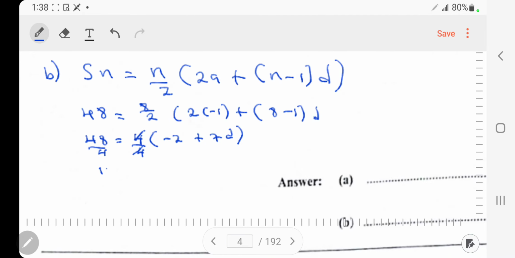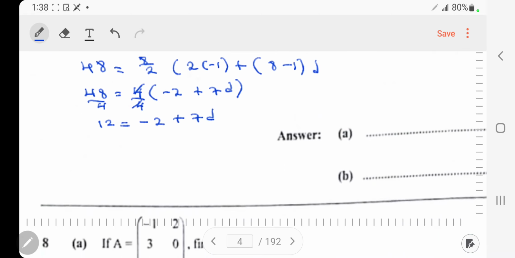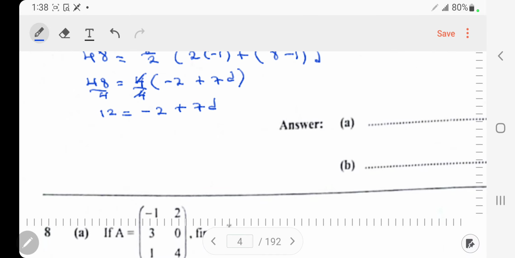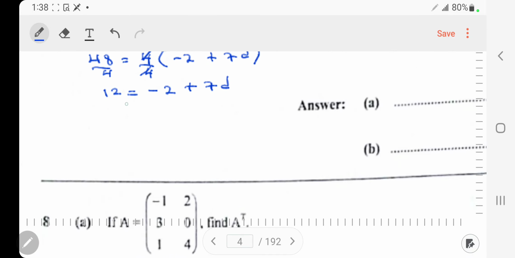So we have 12 should be equal to negative 2, then plus 7d, like that. So from here we are going to collect the like terms. So we have 12 plus 2 should be equal to 7d. So we have 14, when we add them, should be equal to 7d. So over 7, we are going to have our d should be equal to 14 divided by 7, which gives us 2. So that is how we go about that.